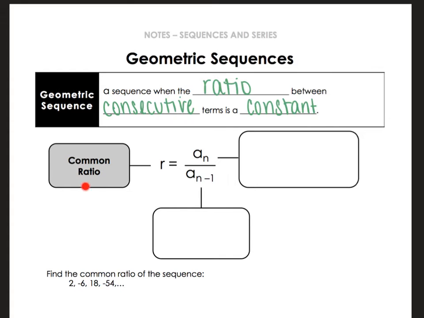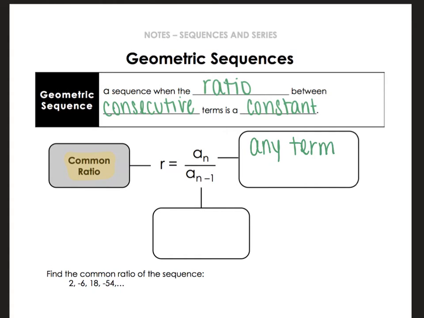Now what we call that is our common ratio. So this is something important. This is something that we're going to be finding for all of our problems here. So this is our common ratio. And when we're finding that, we're essentially taking any term and dividing it by its previous term. So we can fill in here for this a sub n. This is just going to mean any term.